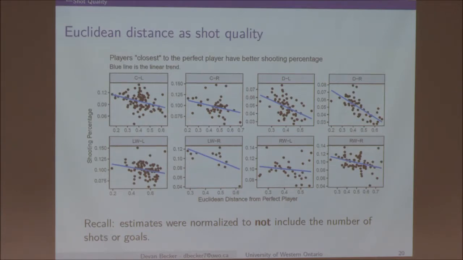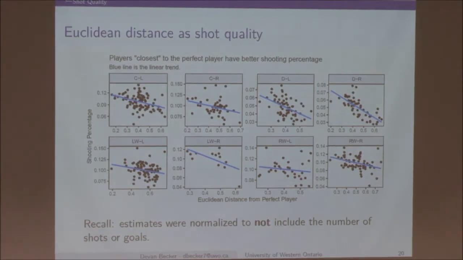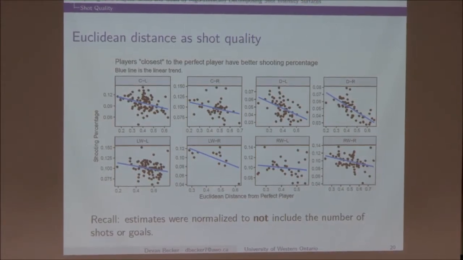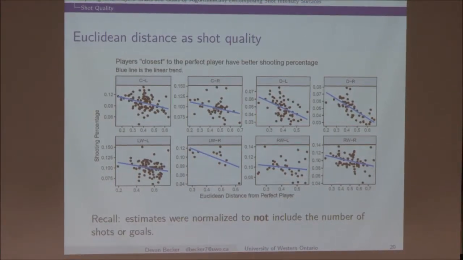And I do find in all cases, to differing degrees, if you shoot closer to what the perfect player does, you tend to score more goals. So again, this analysis took out all of the information about how many shots they took. It took out all of the information about what goals they scored. And I'm able to recover that just based on where they shoot.